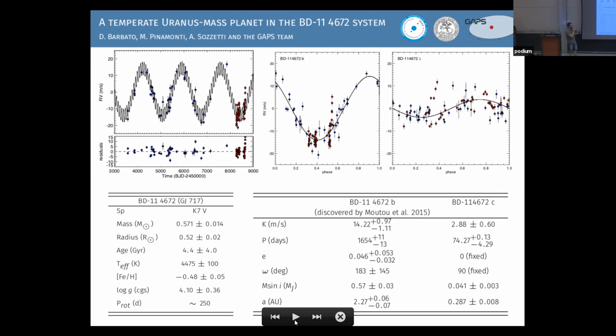to introduce you to a new planet my colleagues in the GAPS team and I have discovered around the star BD minus 114672, or as I call it, BD blah blah blah.